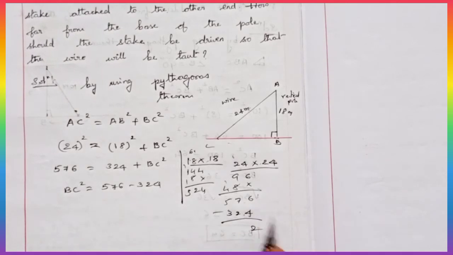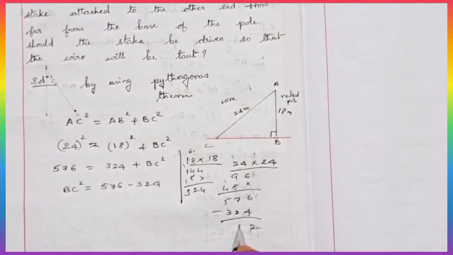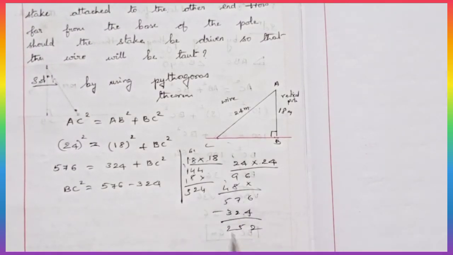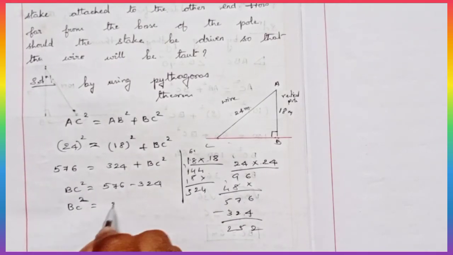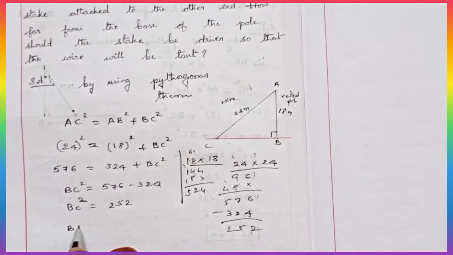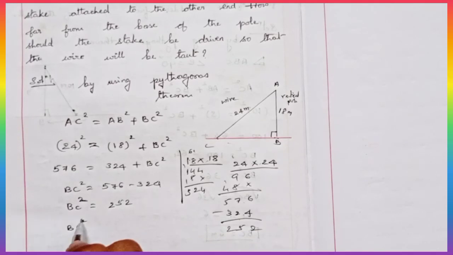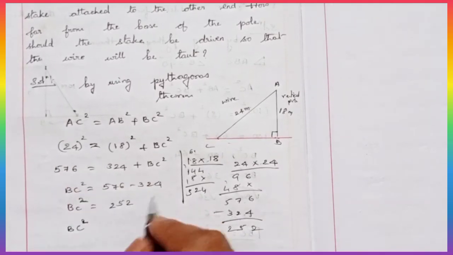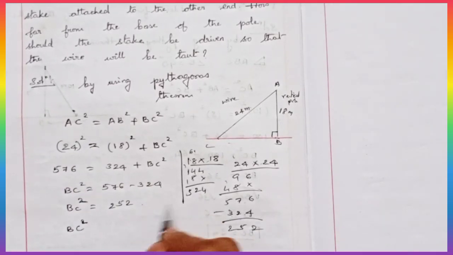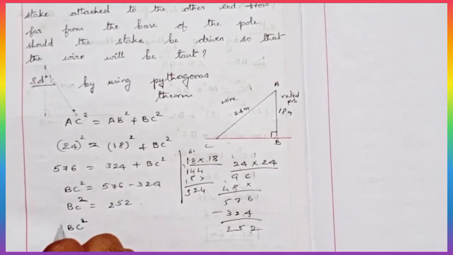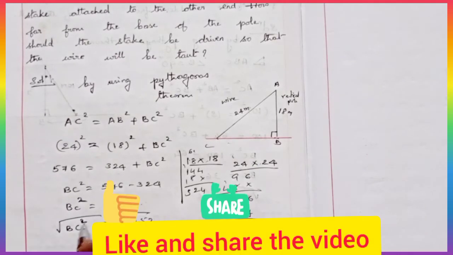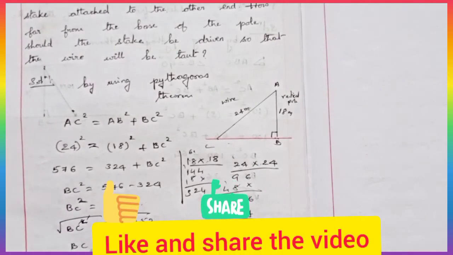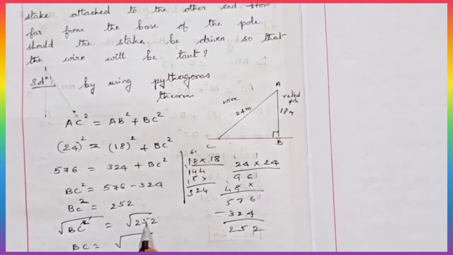6 minus 4 is 2. 7 minus 2 is 5. And 5 minus 3 is 2. So BC square is equal to 252. We need to find only the BC measurement, not the BC square measurement. Everything is in meter square, so at the end we can put meter here itself. So putting square root on both sides, square root of BC square is equal to square root of 252. Square root cancels the square. So BC is equal to square root of 252.